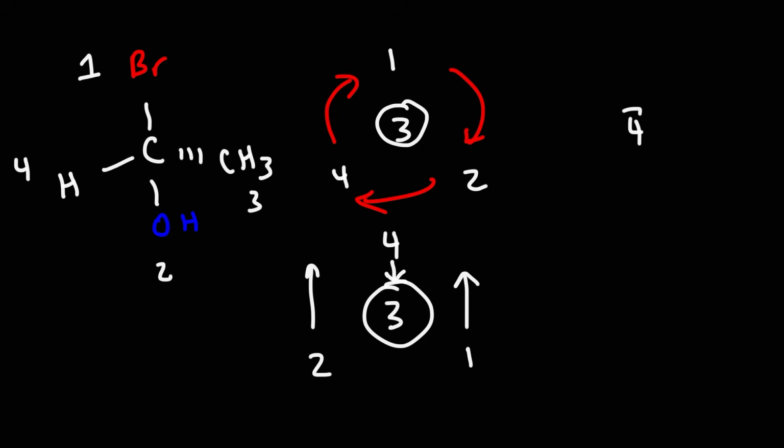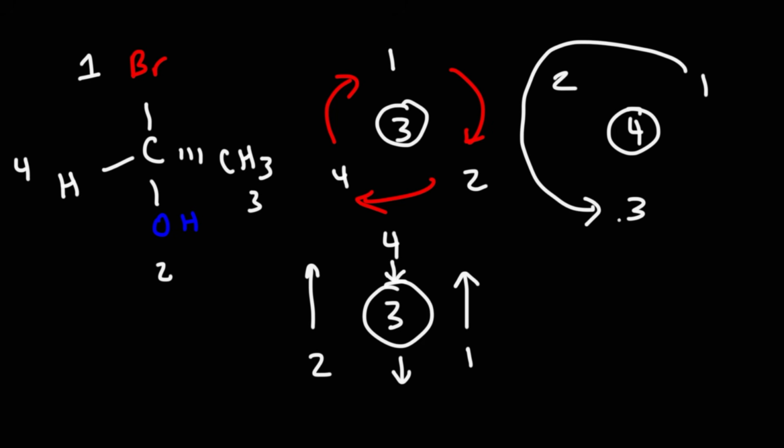So group number 4 is in a circle, which means it's in the back. Number 3 is now below it. 2 and 1 have been flipped up. So now we can count from 1, 2 to 3, and this is going in the counterclockwise direction. So that gives us the S configuration. That's the configuration at the chiral center. It's going to be S. And my video on stereochemistry has more example problems using this technique.